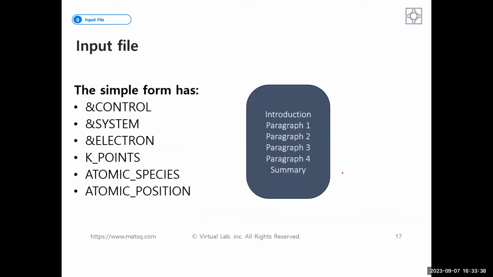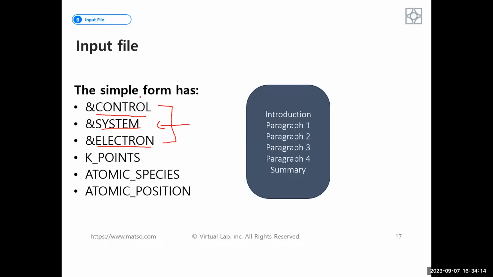What actually does the input file in Quantum Espresso have? The first thing, we have something called the name list. These are the main three name lists, okay? We have control, system, electron. If you open the input file in Quantum Espresso, you would see this one, &control, and it will be followed by several lines. Then the second one will be system, followed by several lines, then electron, etc. I will also discuss each section, then you can understand.